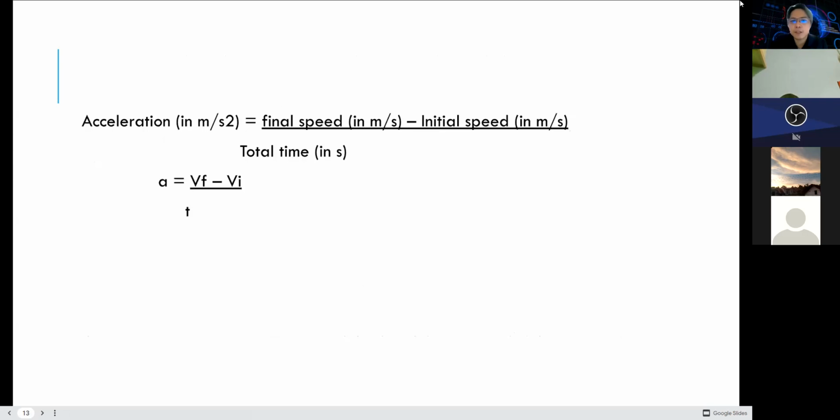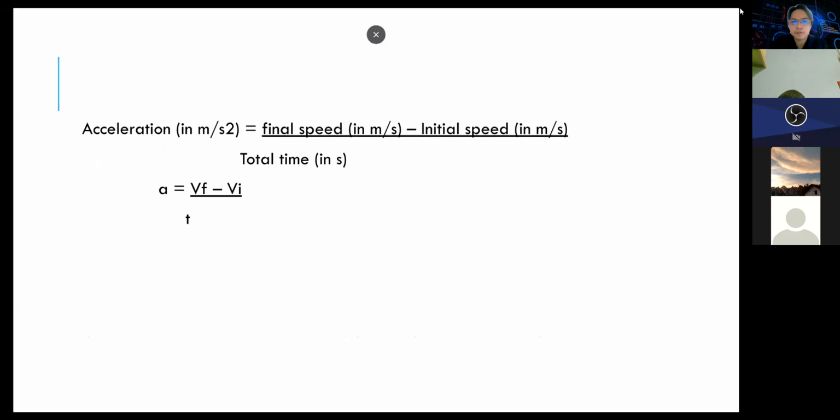Okay, this is now the formula for your acceleration. We have final speed minus initial speed divided by time or total time. A is equal to VF, or velocity final. VF is final speed, minus VI, or initial speed, over time.